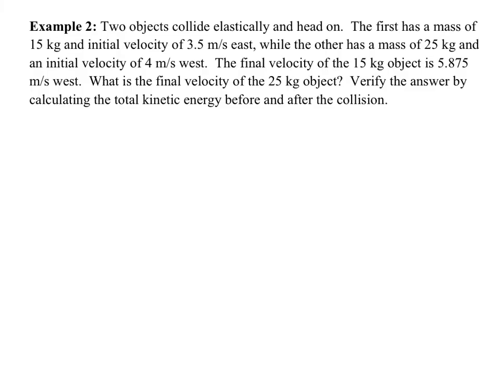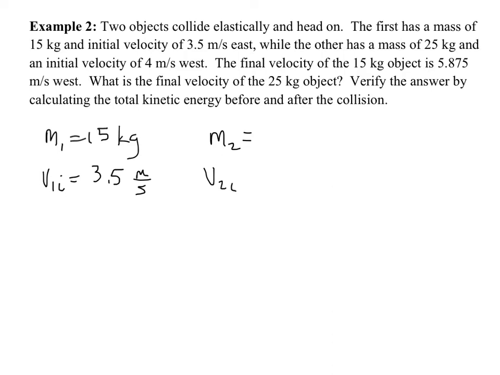Nice and loud for us. Mike, go for it. Two objects collide elastically and head out. The first has a mass of 15 kg and an initial velocity of 3.5. The velocity of the 15 kg object is 5.875 meters per second as well. What is the final velocity of the 25 kg object? Verify the answer by calculating the total kinetic energy before and after the collision.